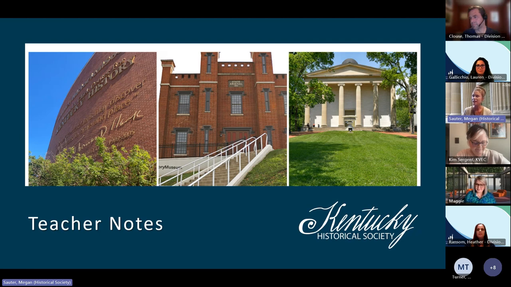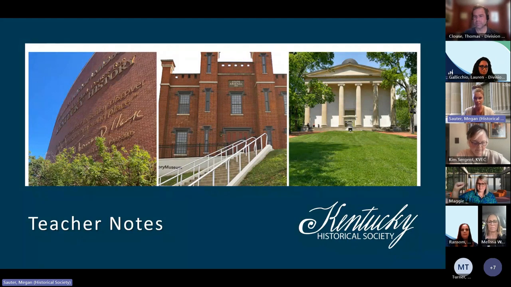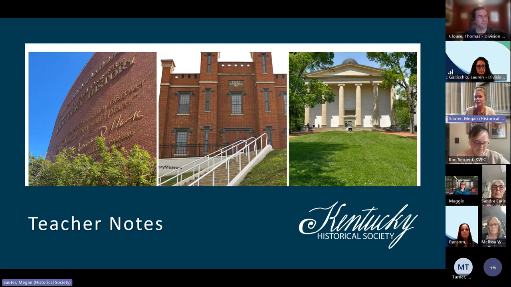On the slide right now, you can see our three sites: the Thomas D. Clark Center for Kentucky History, which has a permanent exhibit with 12,000 years worth of Kentucky history; our Kentucky Military History Museum that goes over stories of conflict and compromise; and our Old State Capitol building. We give tours about the three branches of government, and students can demonstrate the legislative branch there.